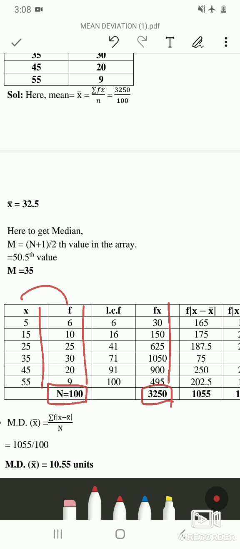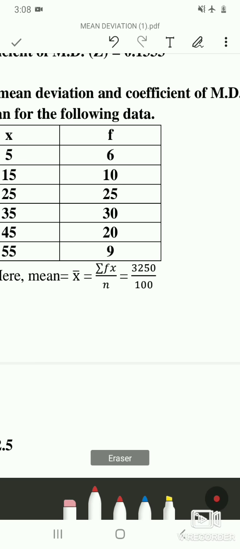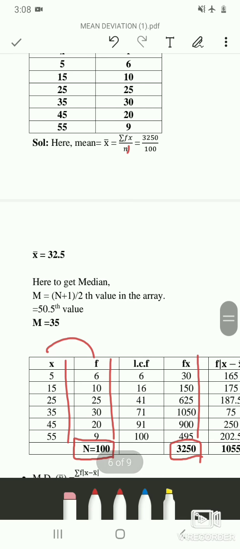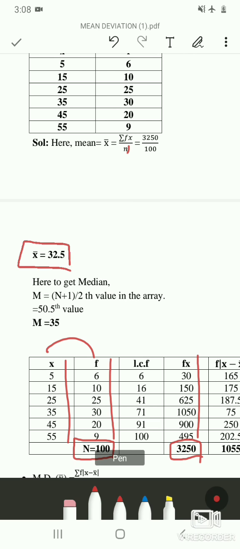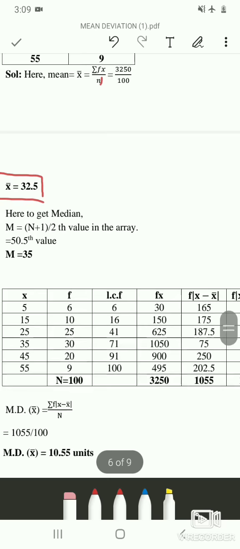So you'll get fx, add that to get summation fx. So here summation fx is 3250 and divided by capital N. Therefore the mean value is 3250 upon 100 and the mean value is 32.5. So now after calculating mean, let us calculate the median value.